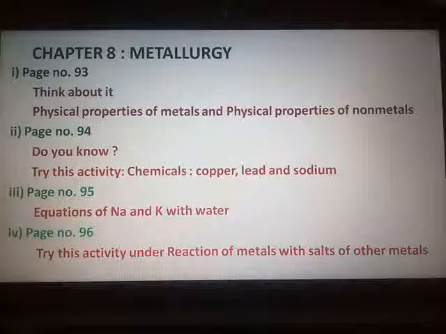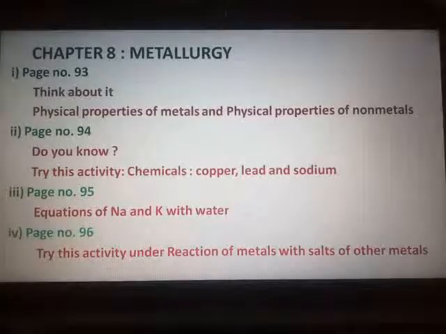Sorry, page number 98. This I have not displayed on the slide. Page number 98, towards the bottom of the page, you have a very small activity, try this. Under that activity, near the chemicals, they have given samples of sodium chloride, potassium iodide, barium chloride, water. Only potassium iodide you put a cross.